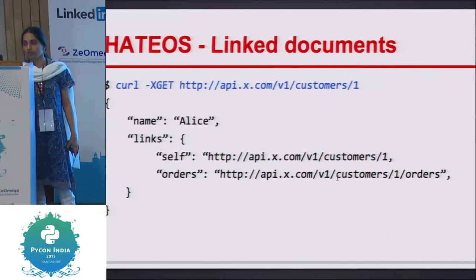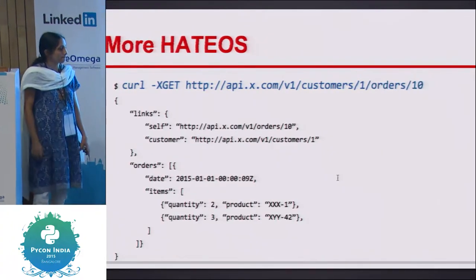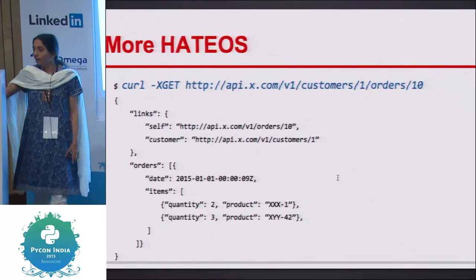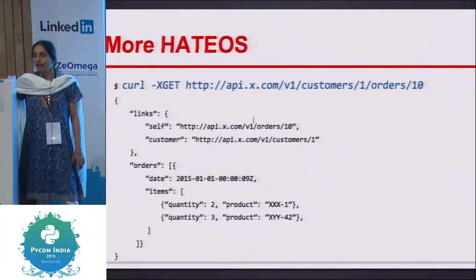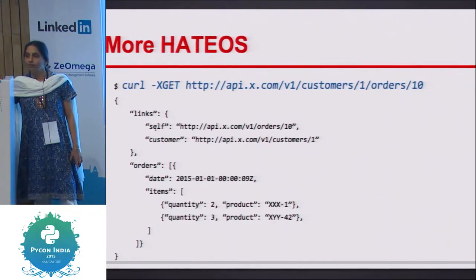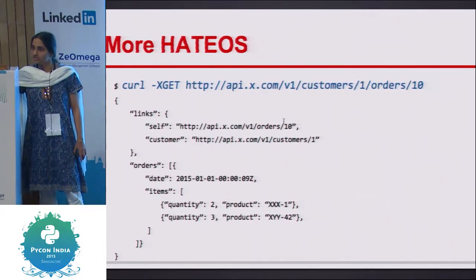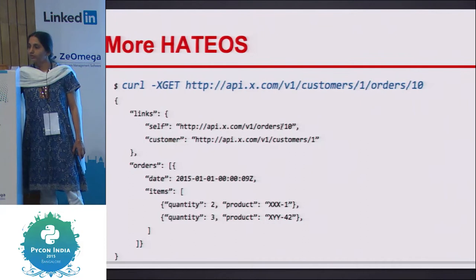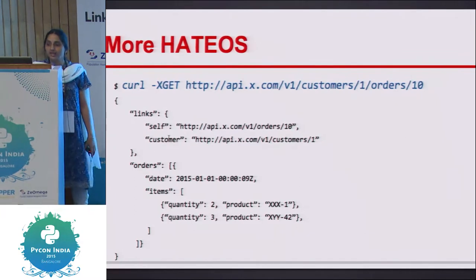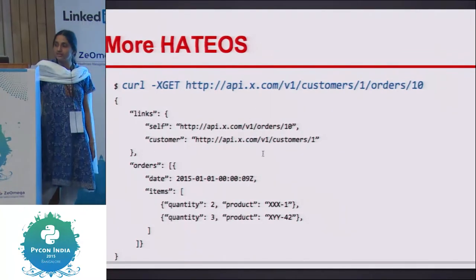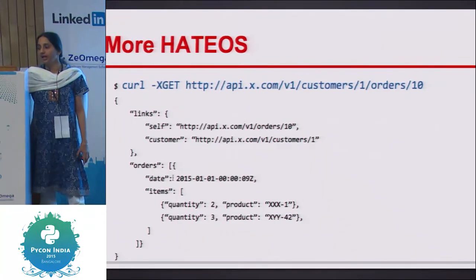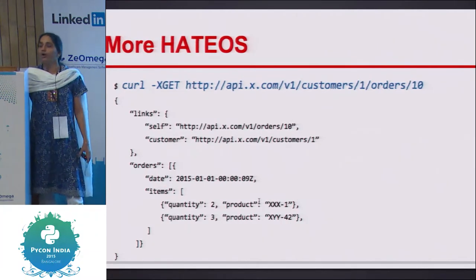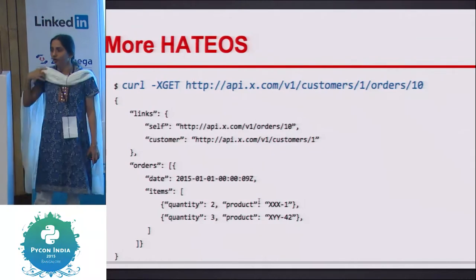Let's request for this URL. What do I get? I'm requesting a particular order. I want to see all the details. Then I've got a self URL, which means that it is just the same. Sorry, here there is a typo, self is wrong here. The customer for this order is customer/1. And what is the order actually? It has got some date and items. What are the products that were in the order?